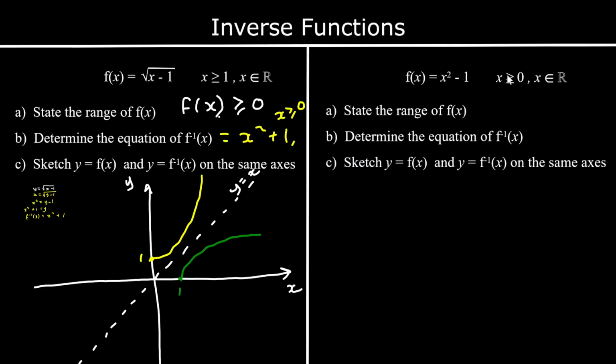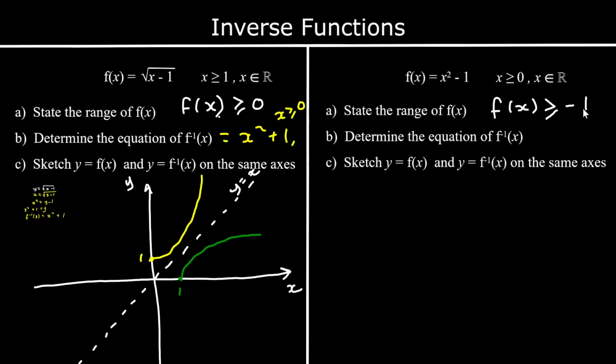So we can put in anything greater than or equal to 0. So that's going to be its minimum point at 0. So it's at -1 is the minimum point. So it can be anything bigger than or equal to -1.